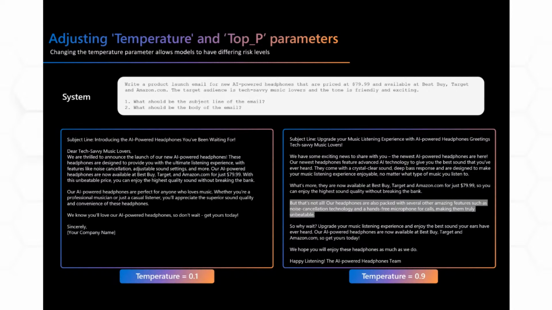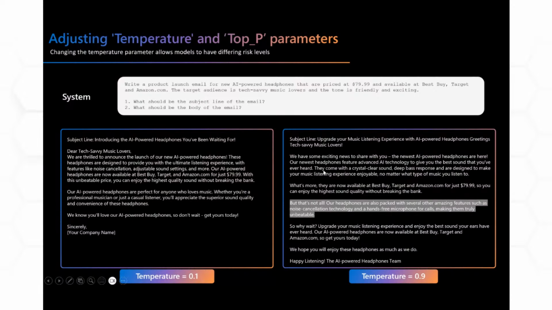If you compare that to the right with temperature 0.9, you can see it becomes more creative. So the model adds more randomness. When you increase your temperature, the model adds more randomness and becomes more prone to taking risks. So it starts with a good subject, but a bit longer. As you can see, it's becoming more creative. And it says, we have some exciting news to share with you. The newest AI-powered headphones are here.